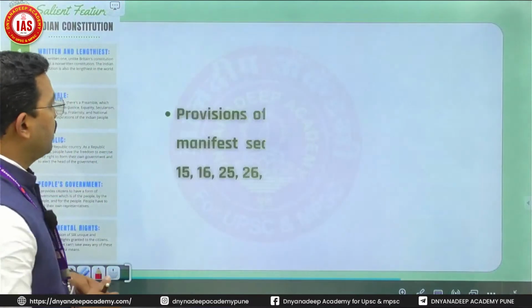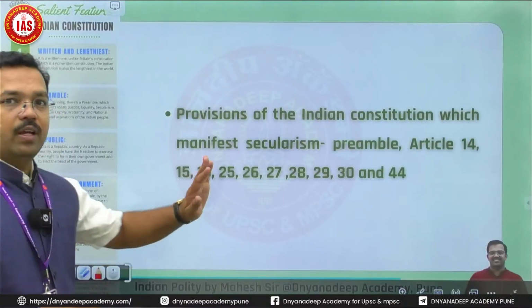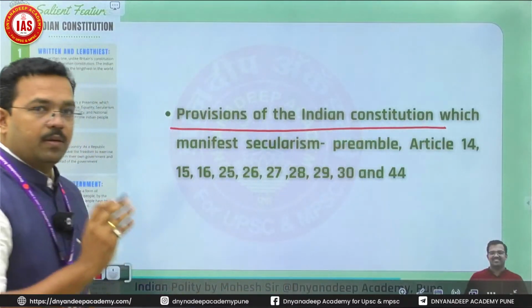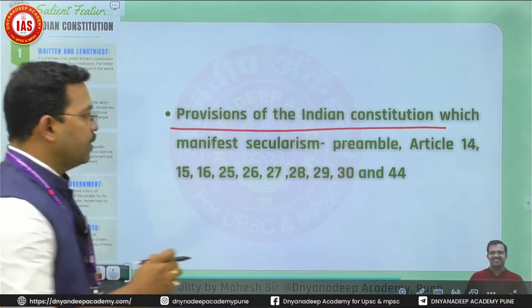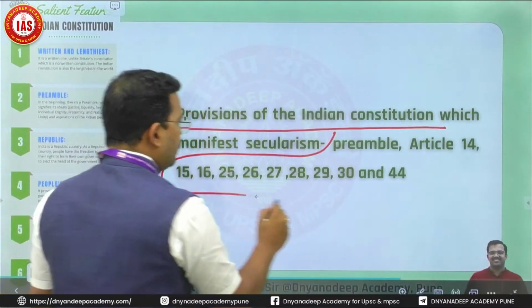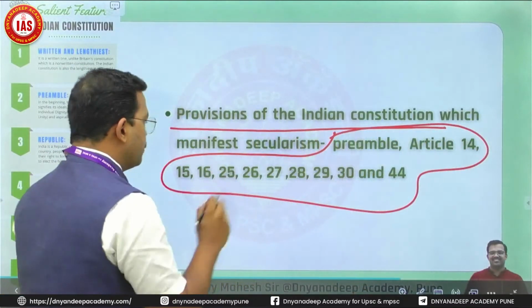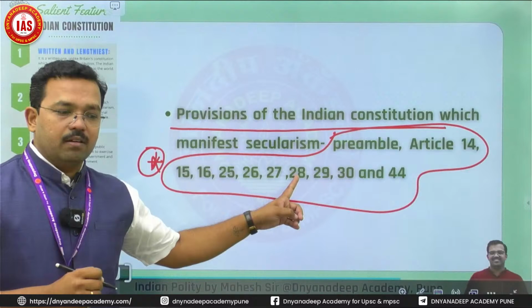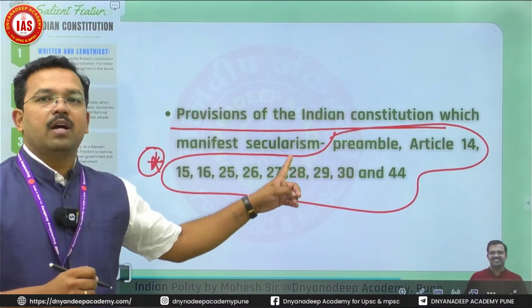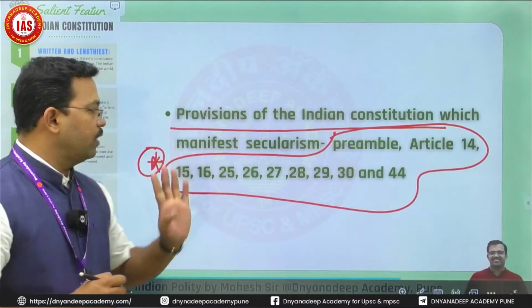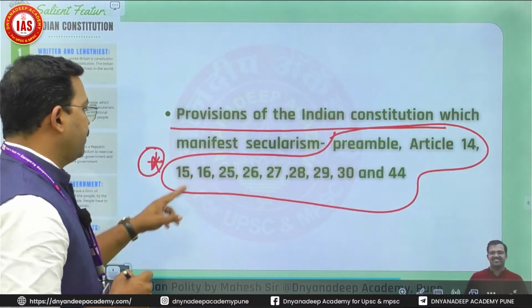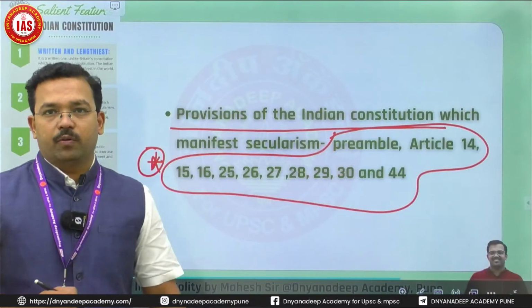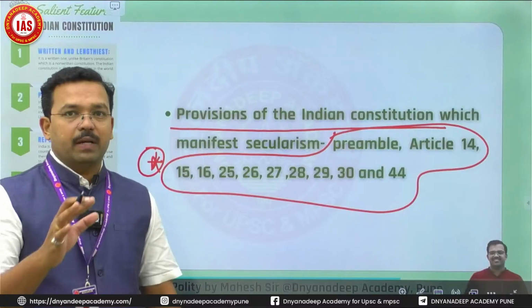For your prelims, they will ask you a question: which among the following provisions of the Constitution manifest secularism? It is very important. Remember this, take a screenshot of this particular line. These manifest secularism: Preamble, Article 14, 15, 16, 25, 26, 27, 28, 29, 30 and Article 44.